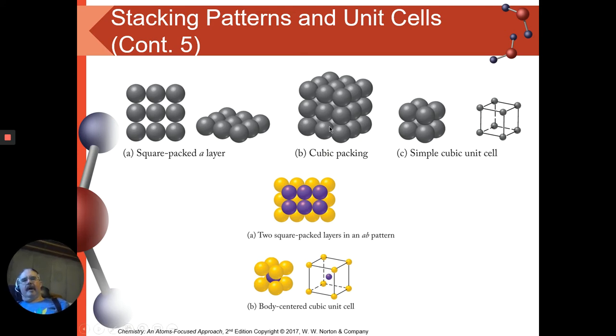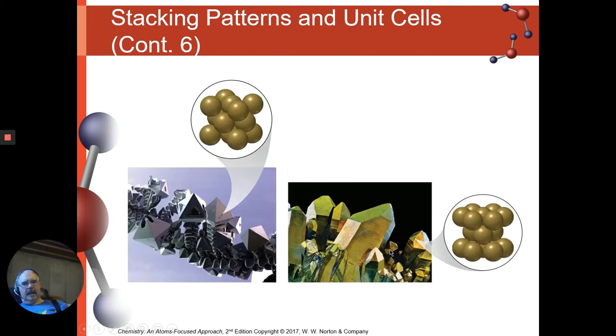Okay, so here we have what's called a simple cubic. If we arrange the atoms in a square packed layer like this, and then the layers are directly on top of each other, the unit cell just has the atoms at the corners. Okay, if we have a simple cubic, but then we have another atom in the center, this is what's called a body-centered cubic unit cell.